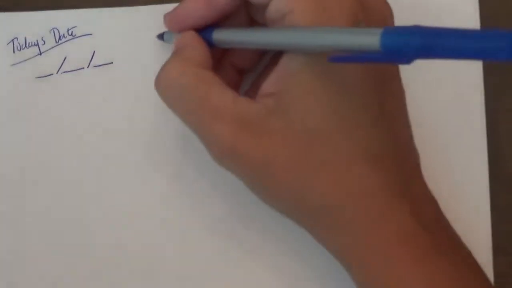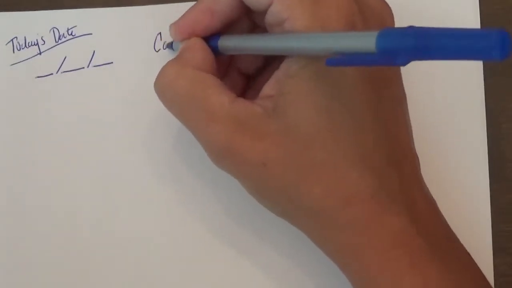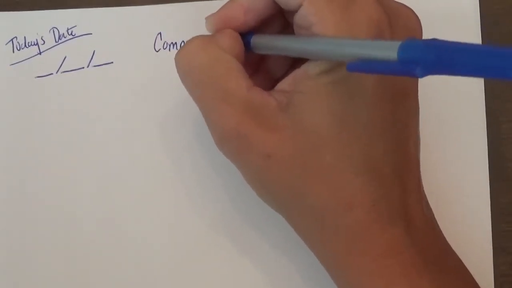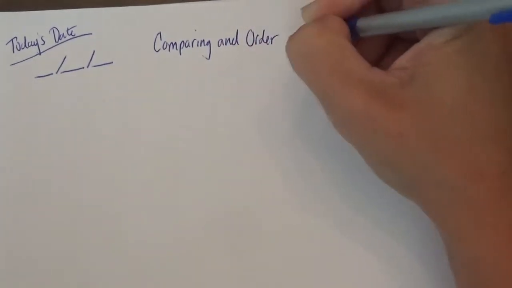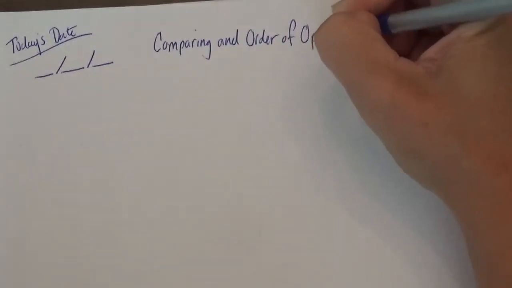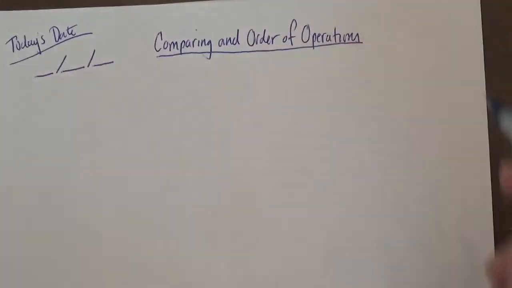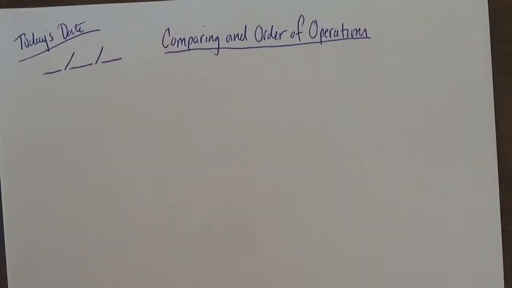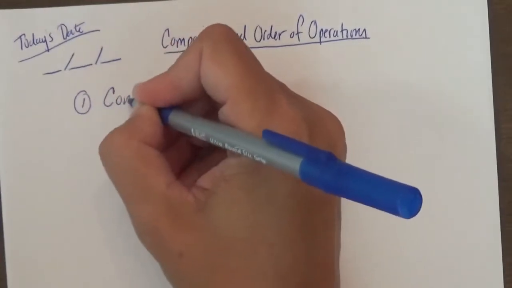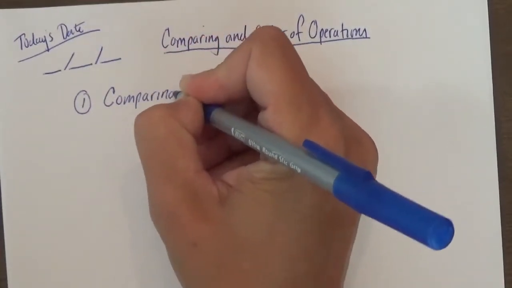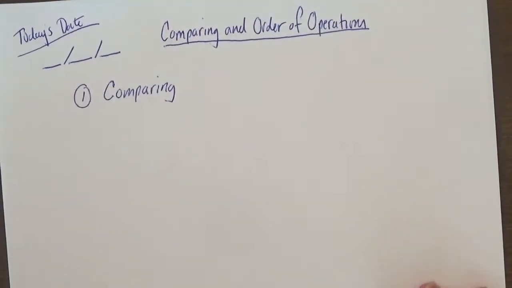And the title for today is we have to talk about comparing numbers and order of operations, which I'm sure is review, but we need to start somewhere. So comparing numbers and order of operations. All right, so let's do one thing at a time. And let's start with comparing. So what do I mean by comparing?